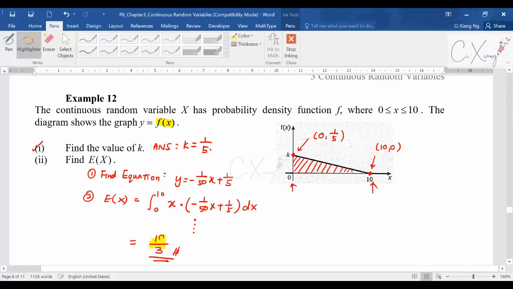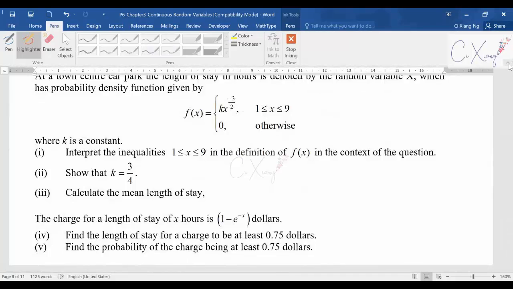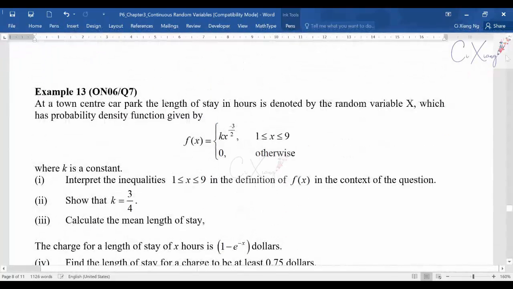All right, so this is another example that they didn't give you any equation of the function, so you have to form the equation yourself. And then usually the figure given will be very helpful. All right, okay, so this is what you have for example 12. Quite simple, so I want you to try out on your own. Okay, so next we try a slightly harder one, example 13.